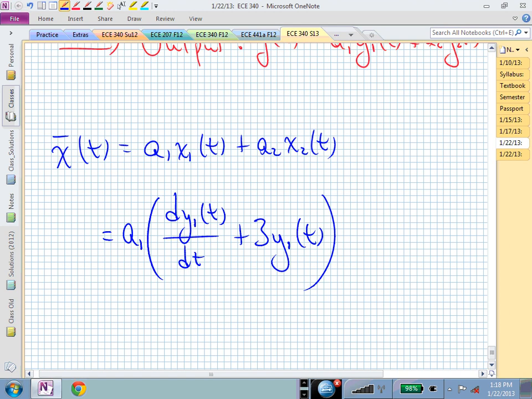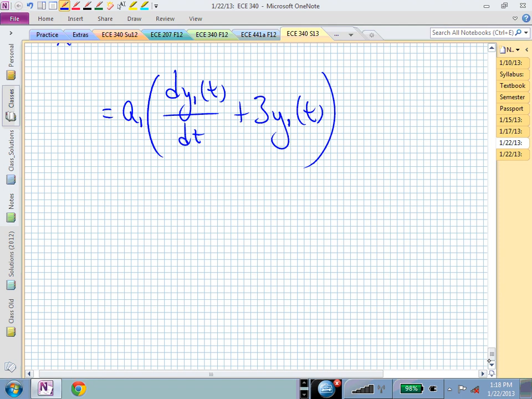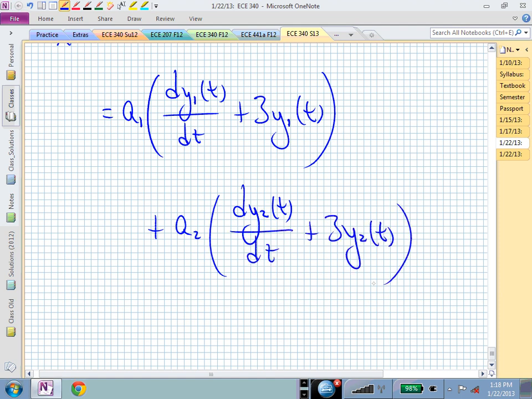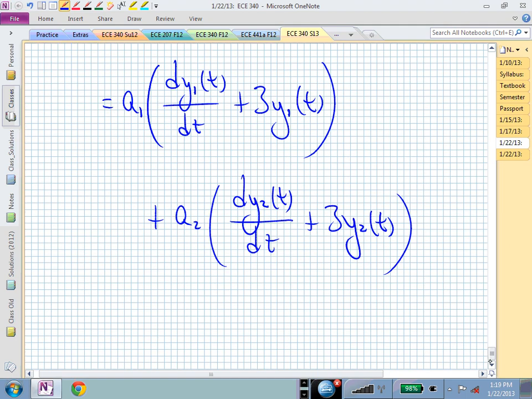And now I can do exactly the same thing for x sub 2. I can scale that by a sub 2, and by definition of y sub 2 and x sub 2, I have that result. Now let me just put things together. Let me factor out the derivative operation. Meaning, let me now say this is equal to something differentiated once.